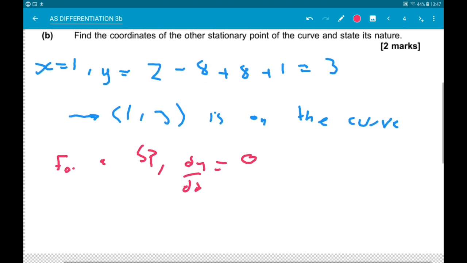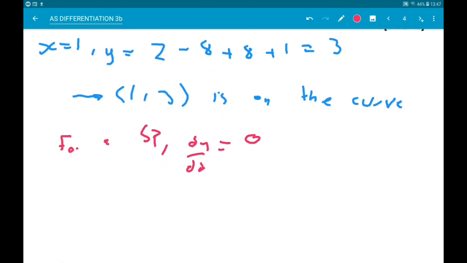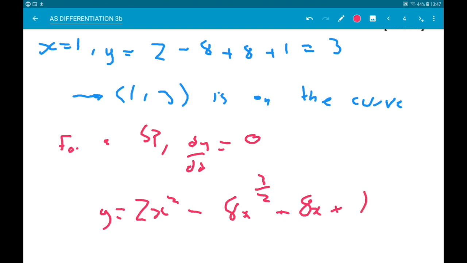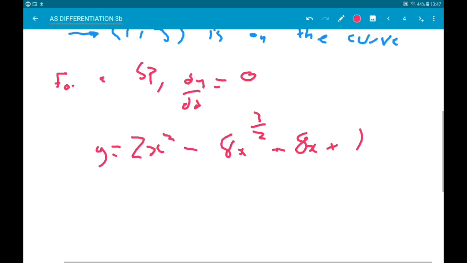So the first thing we need to do is rewrite y. So y is 2x squared. Now we have minus 8x root x. So that's minus 8x to the 3 halves. Add 8x, add 1. Now let's differentiate.